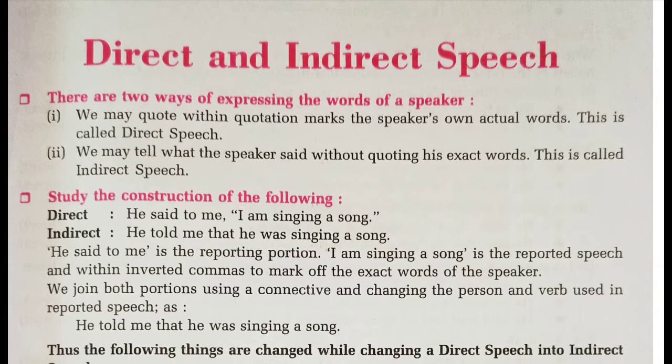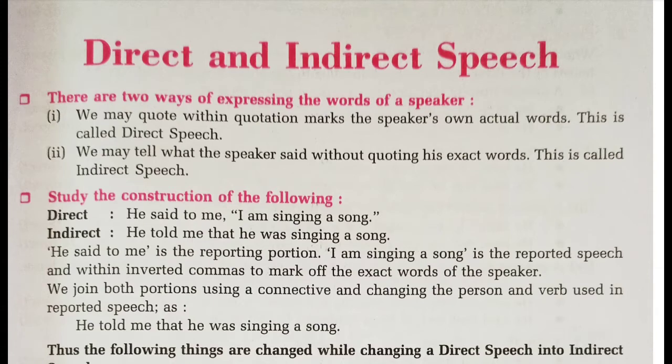Direct speech: He said to me, I am singing a song. Notice that there are two verbs in this sentence. One is the reporting verb, which is outside inverted commas. That verb is said. The other verb is within inverted commas, and that verb is singing, and also am.